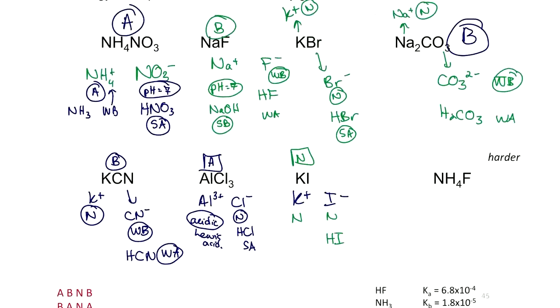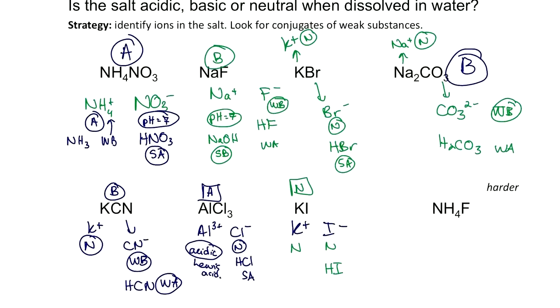All right, so in all of these examples, one thing was either acidic or basic, and the other thing was neutral. And that allowed us to figure out whether the overall salt was acidic, basic, or neutral. Basically, the neutral thing never contributed to whether it was acidic or basic. So let's do this harder one.